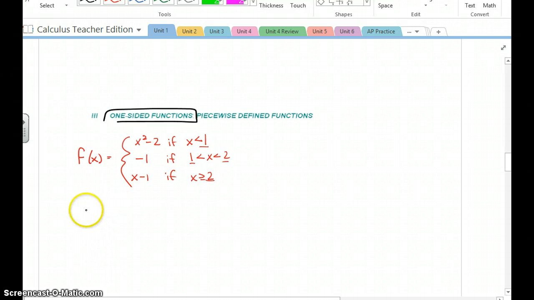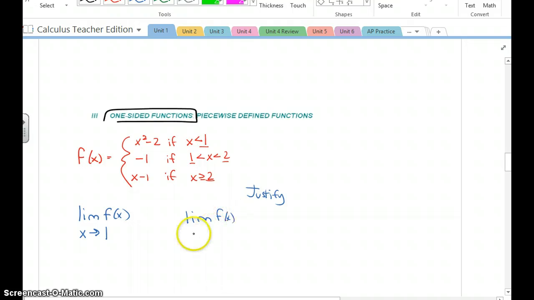So let's say I asked you, what's the limit of f of x, this function above, as x approaches 1? And I want you to justify it, as we talked about yesterday, but justifying involves using our definition of a limit. So I'm going to look at the limit of f of x as x approaches 1 from the left, and the limit of f of x as x approaches 1 from the right. From the left is when we have the first function.